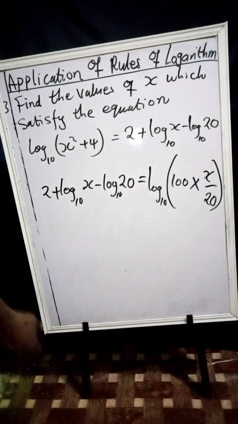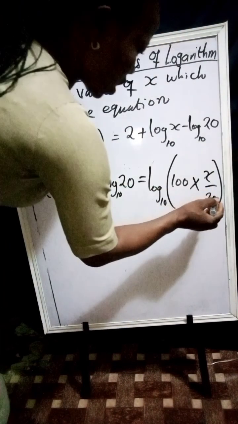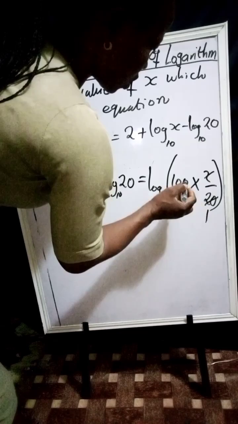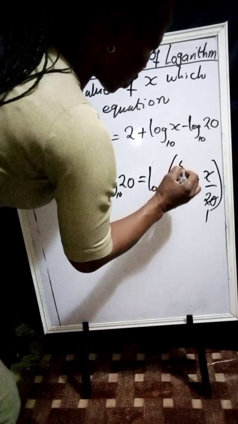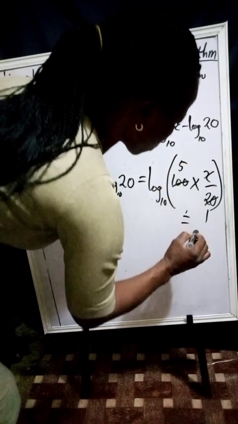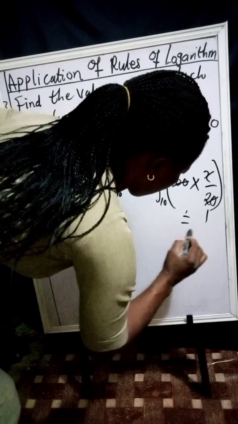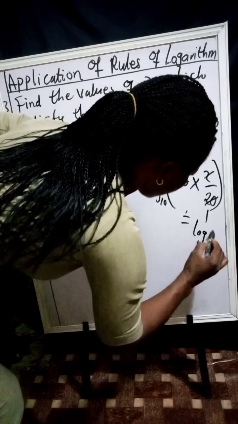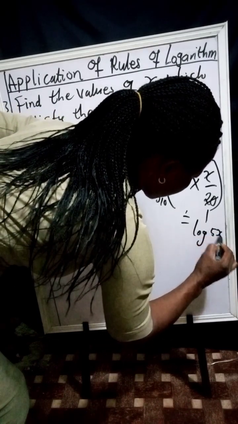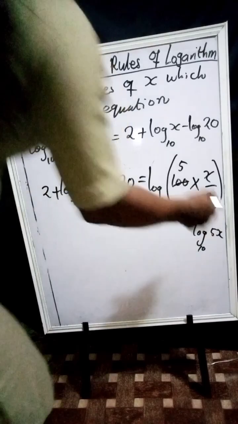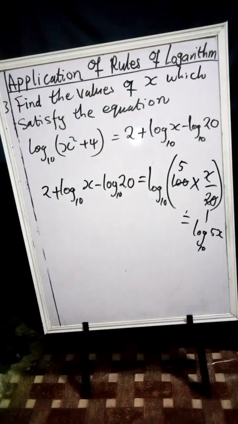So now 20 into itself is 1, 20 into 100 is 5. So this will give us what? Log 5x base 10. That's what the right hand side gave us.